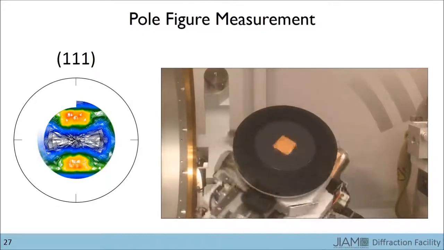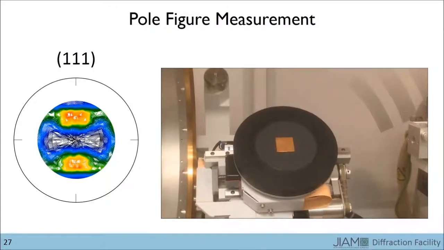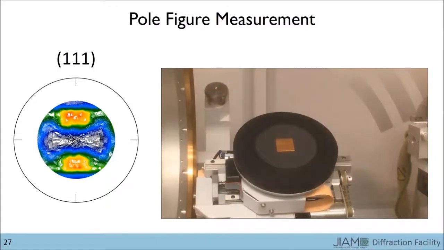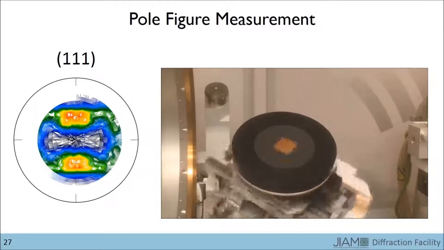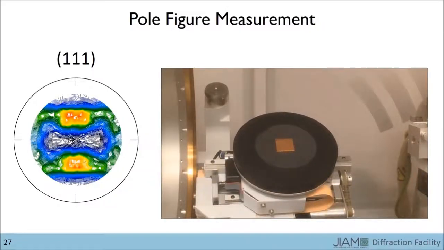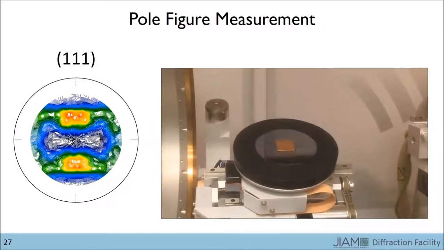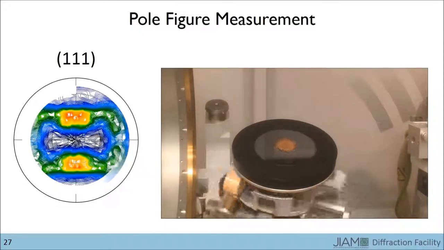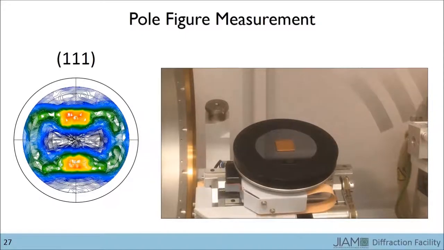Because this type of experiment deals strictly with the intensity of the peak, the entire X-ray beam must remain on the sample throughout the experiment. We see that at certain orientations, the intensity is much stronger. This tells us how the 111 planes are preferentially oriented in our sample.